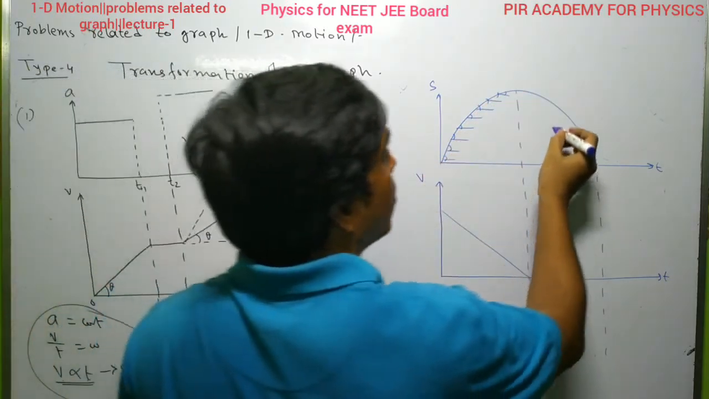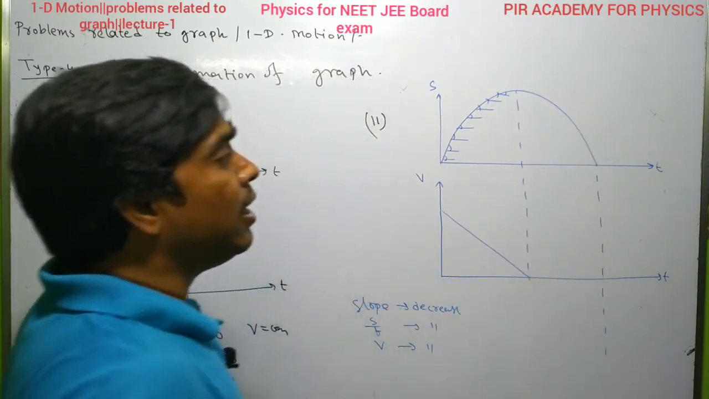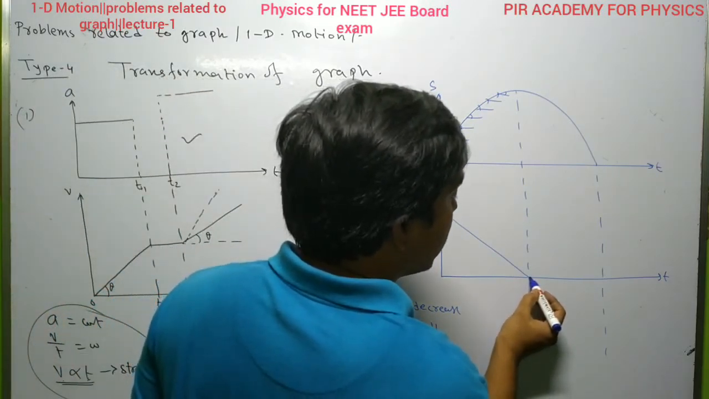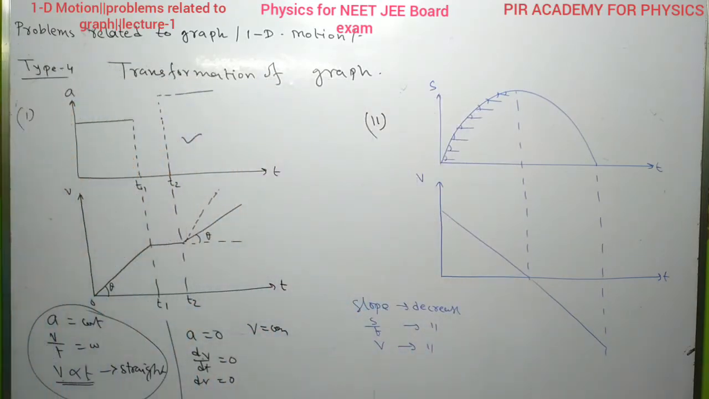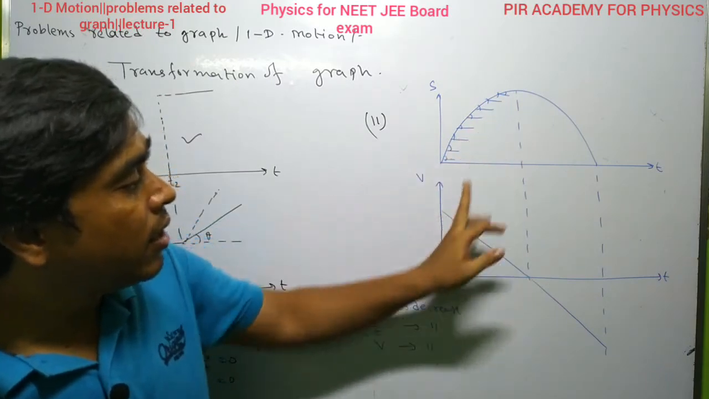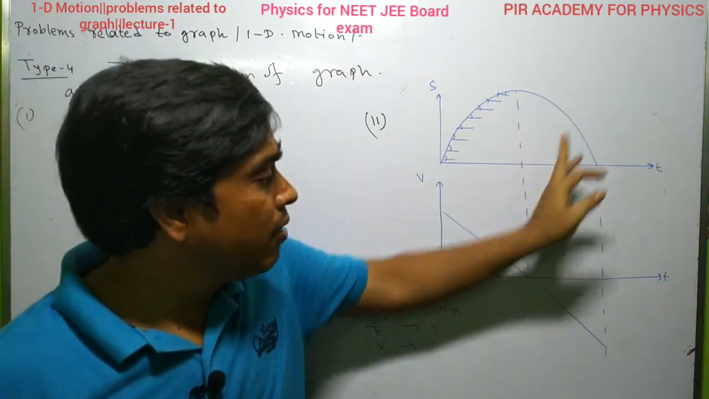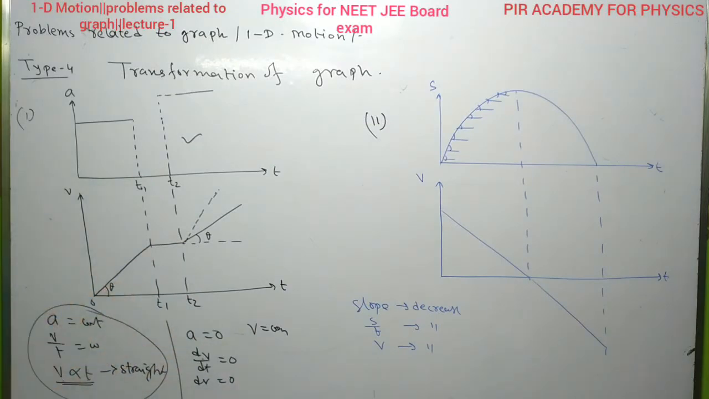Now in this condition the slope is increasing in a negative direction, so it looks like that. The velocity time graph will look like this, because here the slope is decreasing, that's why the velocity will be decreasing. Here the slope is increasing, so velocity will be increasing but in the negative direction. This is the transformation of graph, that means type number 4.